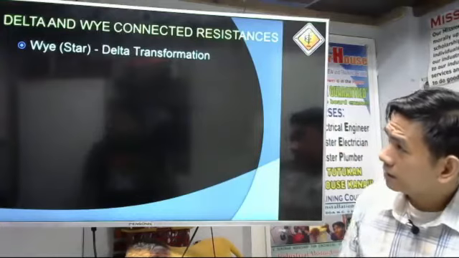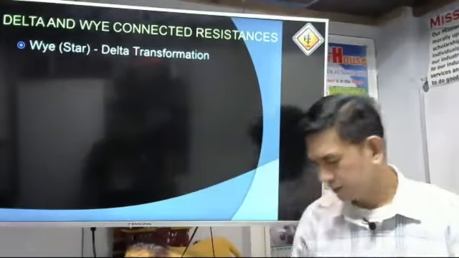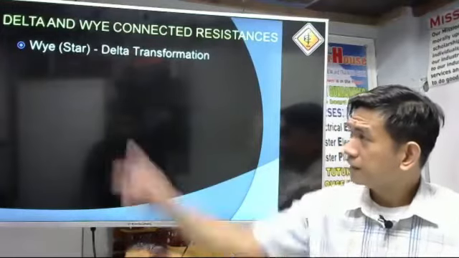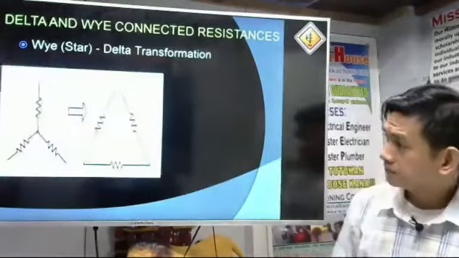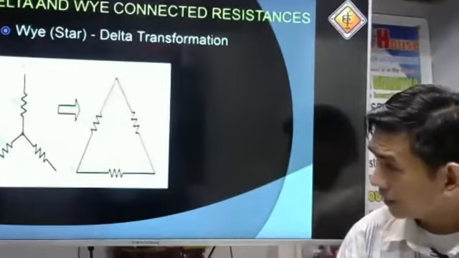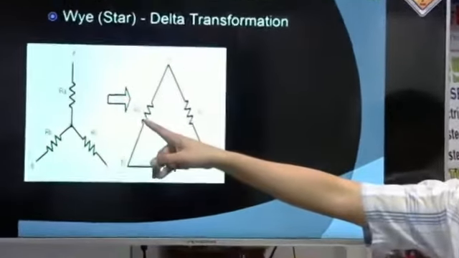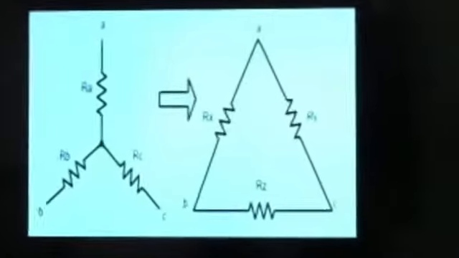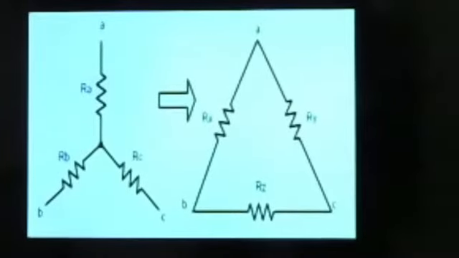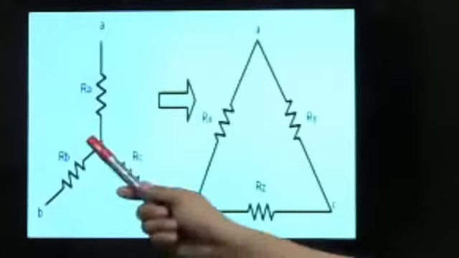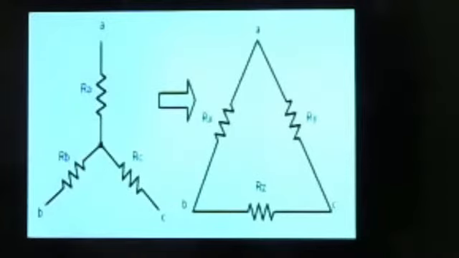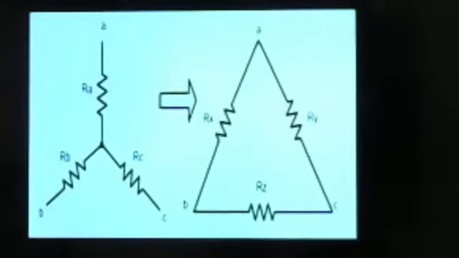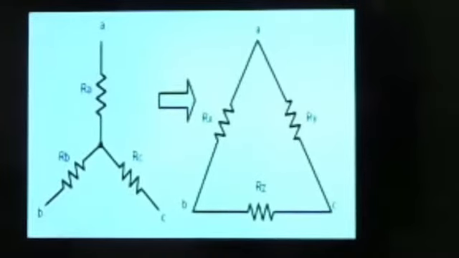So we have the Y, also known as the star, and then we have the delta transformation. Let us consider we have here a resistor that is connected in delta. Then we have resistors that are connected in Y. So let us have this in our board. I will draw first our delta system. So this is our delta.